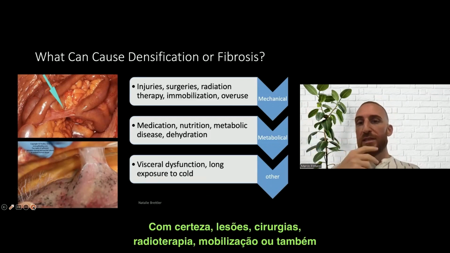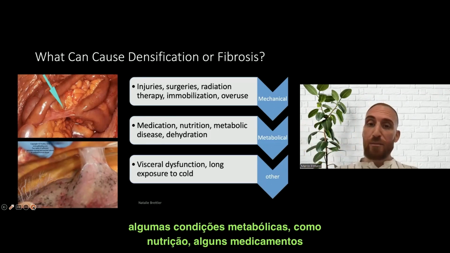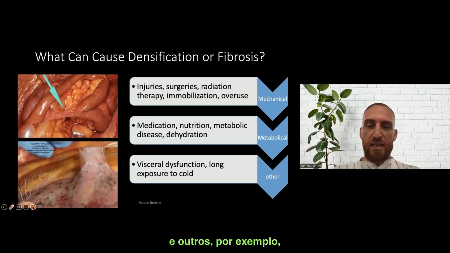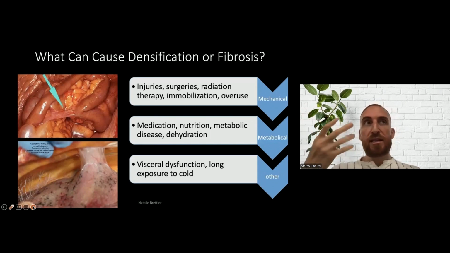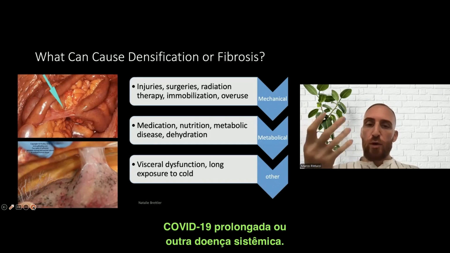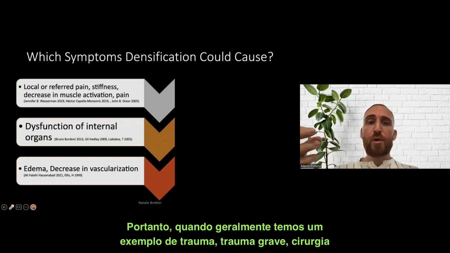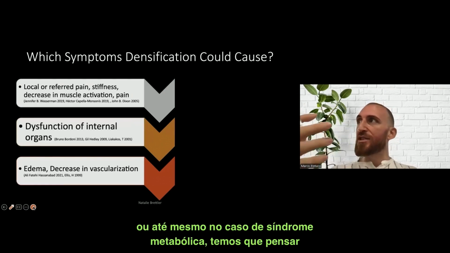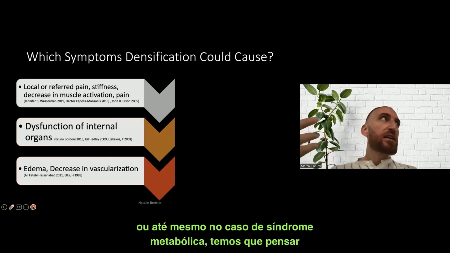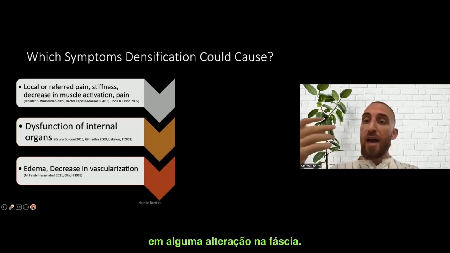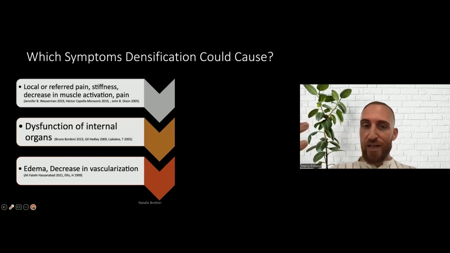So what can create densification and fibrosis? For sure, injuries, surgeries, radiation therapy, immobilization, but also some metabolic conditions such as nutrition, some medication, and also others, for example, long COVID or other systemic disease. So usually when we have, for example, severe trauma, surgery, or even metabolic syndrome, we have to think about some alteration in the fascia.